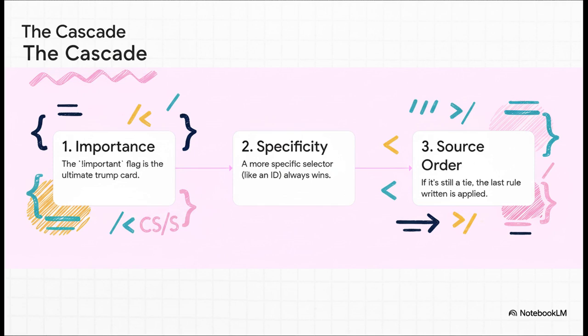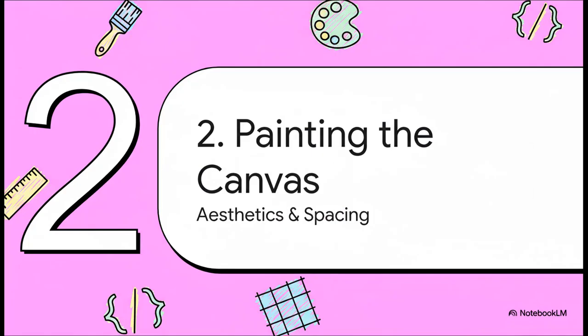Okay, but what happens if two rules try to style the same thing? This is where the C in CSS, the Cascade, comes into play. It's basically a simple three-step tiebreaker. First, the browser looks for the important flag. That's the ultimate trump card. If there isn't one, it calculates specificity. An ID will always beat a class, and if it's still a tie, the last rule written in your file is the one that wins. Simple as that.